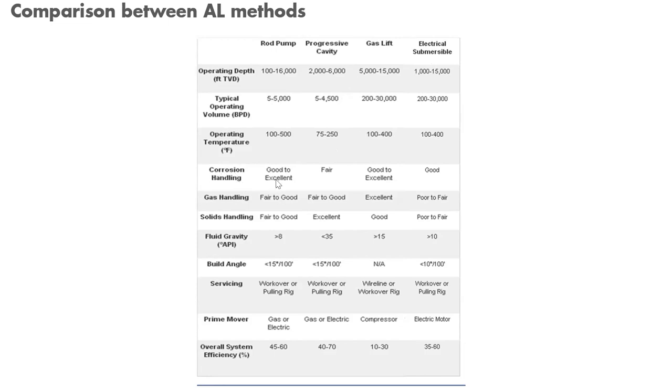The corrosion handling for the rod pump is good to excellent. The progressive cavity is fair because it has the rotor and stator and some moving components that will enhance the corrosion to happen inside the pump. The gas lift is good to excellent in terms of corrosion handling, and the electrical submersible pump still has some corrosion issues. That's why you need to select the right materials for the electrical submersible pump.